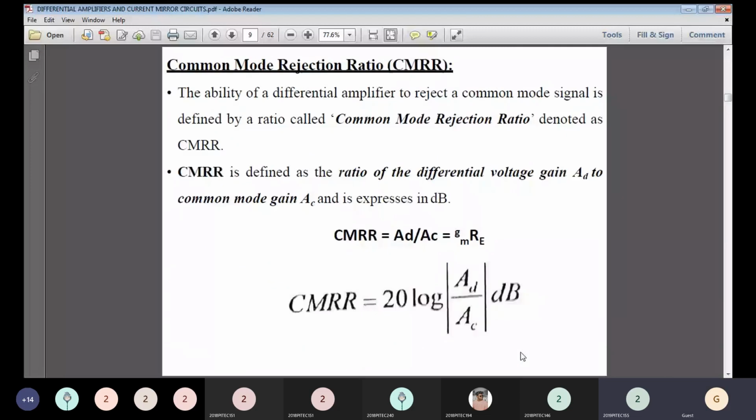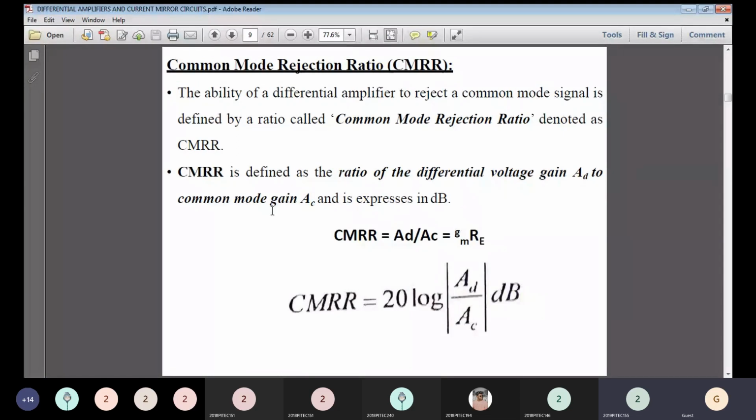So the next, in differential amplifiers, the main important parameter is the calculation of the common mode rejection ratio, CMRR. What we are going to reject here means the ability of the differential amplifier to reject the common mode signal. So for rejecting a common mode, this specification is needed, that is CMRR, common mode rejection ratio. It is the ratio of differential voltage gain AD divided by common mode gain AC.